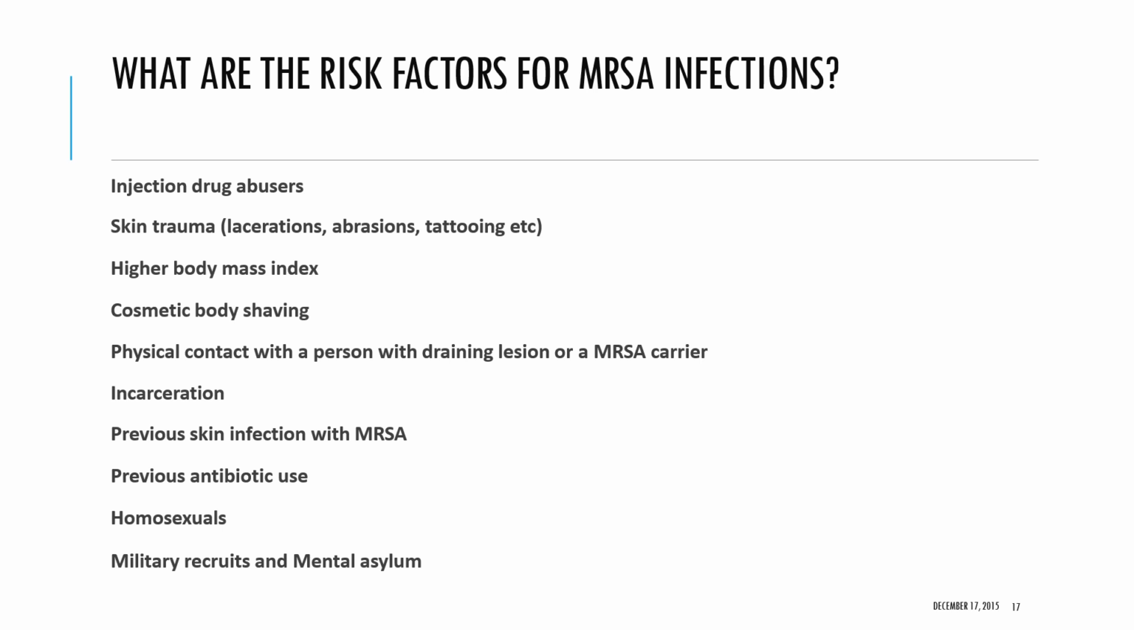So what are the risk factors of MRSA infection? Injection drug abusers, skin trauma, higher body mass index, cosmetic body shaving, physical contact with a person with a draining lesion, incarceration, previous skin infection with MRSA, homosexuals, military recruitment, and mental asylum.